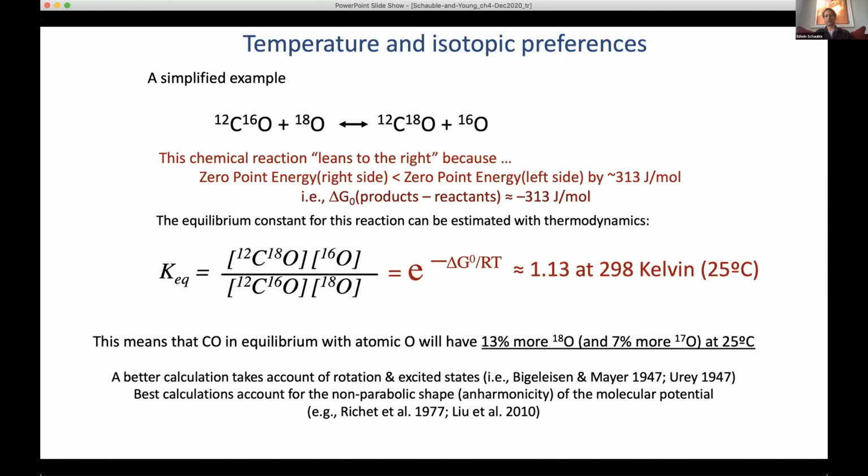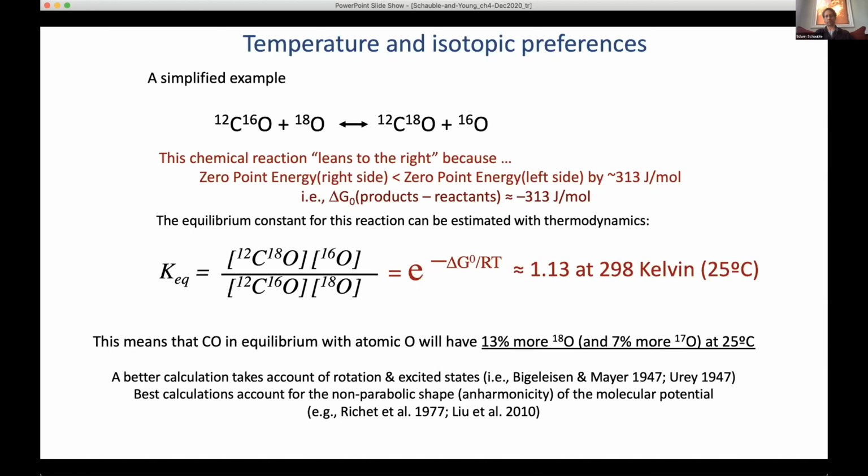25 degrees Celsius. And of course, if we did the same exercise with O17, we'd get a separation of about 7%. That's equivalent to 130 per mil or 70 per mil if you do it in per mil notation. Now, this is just to give you hopefully a little bit of an intuitive idea of what's going on when we do more sophisticated calculations later. And there are some caveats here, right?